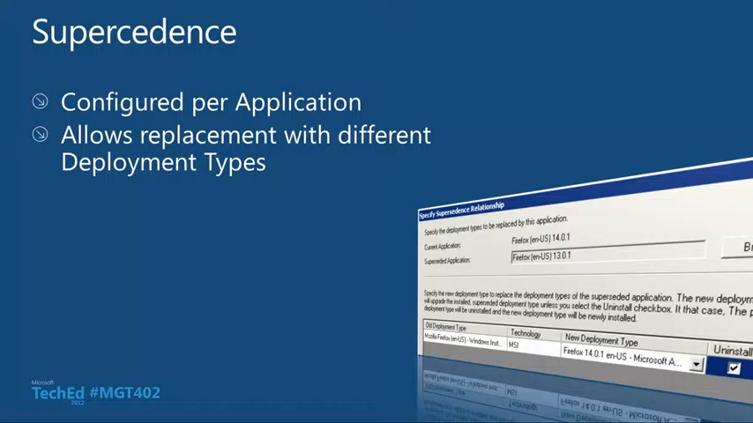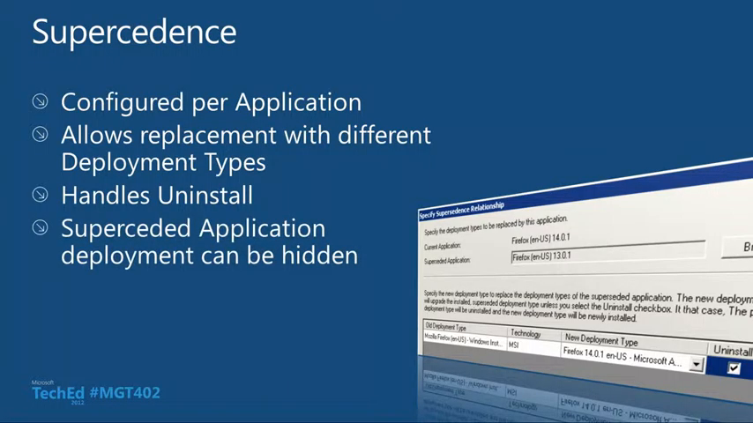Supersedence just manages that. So it handles uninstall, but you can also replace one deployment type with a different one. So the Adobe Reader one at Microsoft is a great example where you've got locally installed MSIs, but you're not going to replace it with an MSI. You're going to replace it with App-V instead. Or maybe you're going to replace it with an RDS session. All of that is handled in the supersedence area.